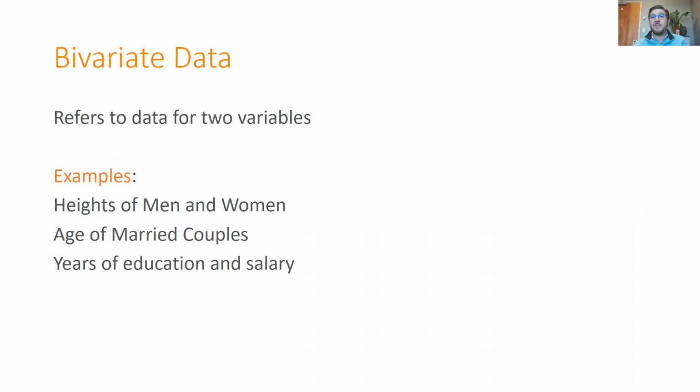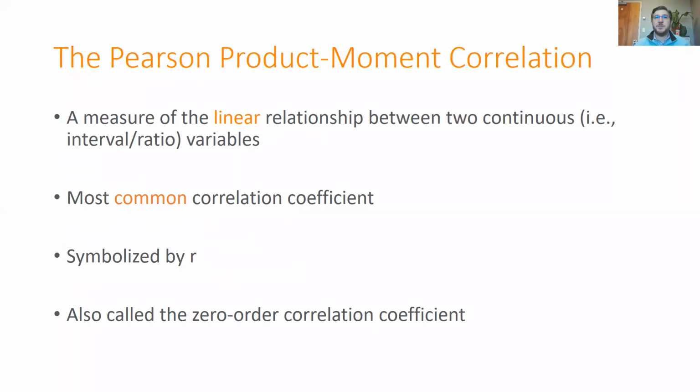So what is bivariate data? Bivariate data really refers to data for two variables. We have the heights of men and women, or the ages of married couples. We want to discern the relationship between the heights of men and women, or the relationship between, say, height and weight. And we would use a bivariate data analysis to examine the relationships between two variables.